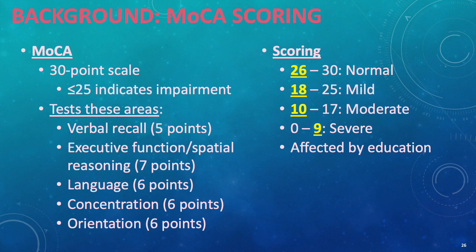So make sure you know that anything 25 and under for purposes of this class will be indicating impairment, but you may see different scoring depending on a different test administration. And again, normal would be 26 to 30, mild would be 18 to 25, moderate would be 10 to 17, and severe would be 0 to 9. And education can affect the scoring, which is why there may be variation.